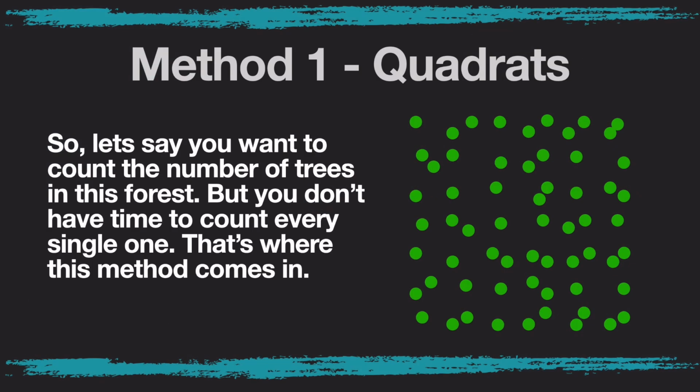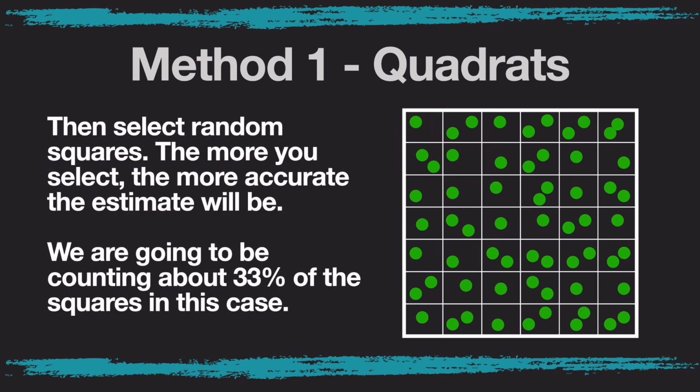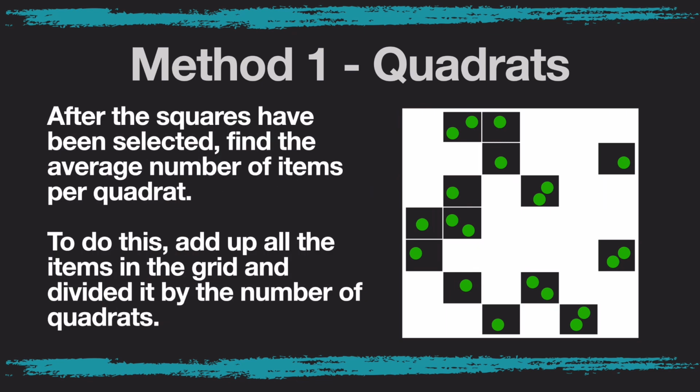Method 1: Quadrants. Let's say you want to count the number of trees in this forest, but you don't have time to count every single one. Well, that's where this method comes in. First, lay out a grid over the things that you're trying to count. Then, select random squares. The more you select, the more accurate your estimate will be. We are going to be counting about 33% of the squares in this case.